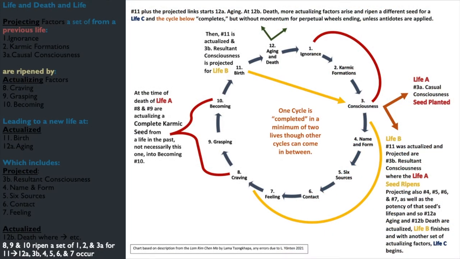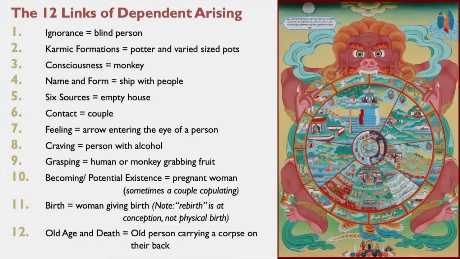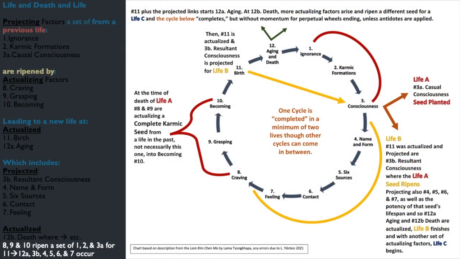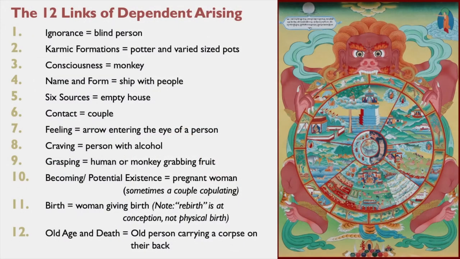So life and death and life, we talked about projecting factors, a set from a previous life, ignorance, karmic formation, causal consciousness, 1, 2, and 3, are ripened by actualizing factors, craving, grasping, and becoming, 8, 9, and 10.